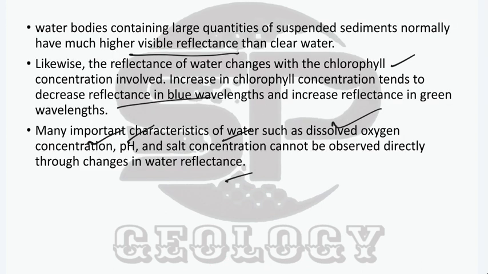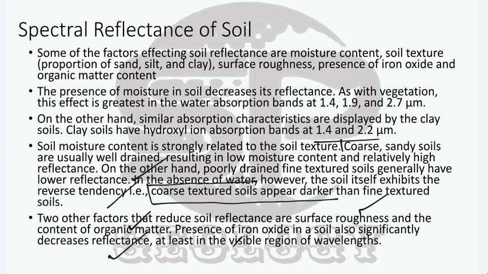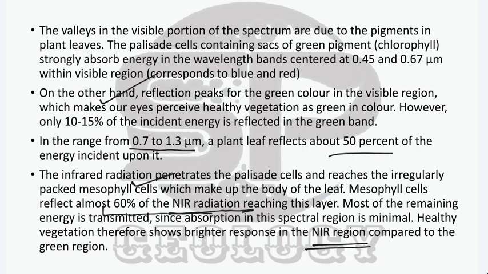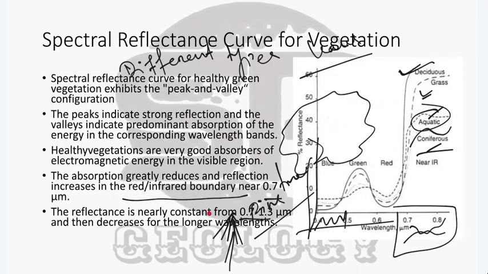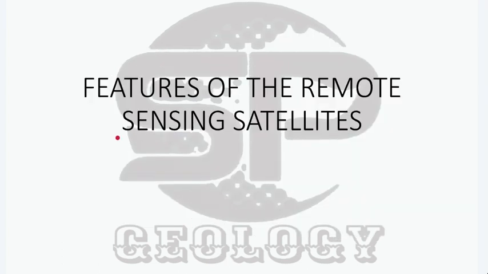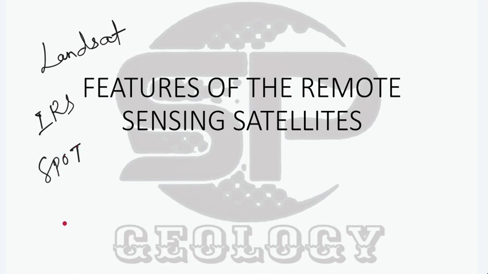Okay, so these are the spectral reflectance curves of water, soil, and vegetation. Okay, anyone having any doubts? Features of the remote sensing satellites in the world. The majority of remote sensing satellites we use is Landsat. Okay, Landsat. India uses IRS. Also, there are Spot and now Sentinel 2.